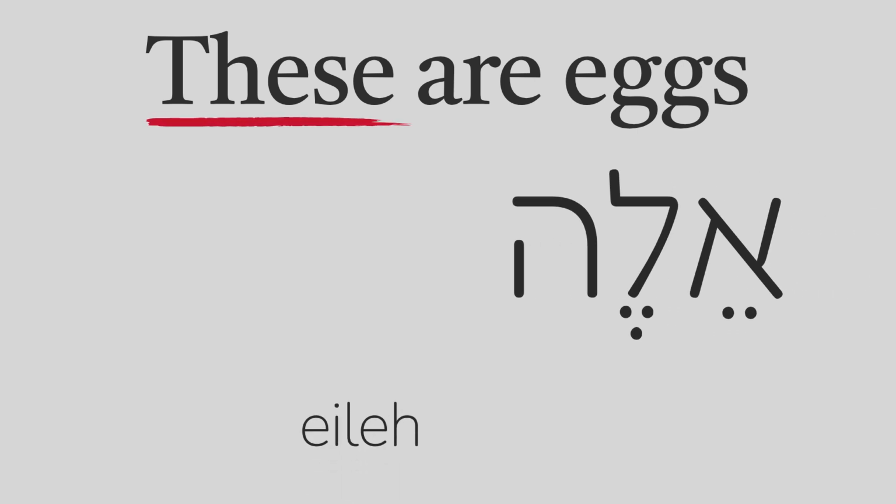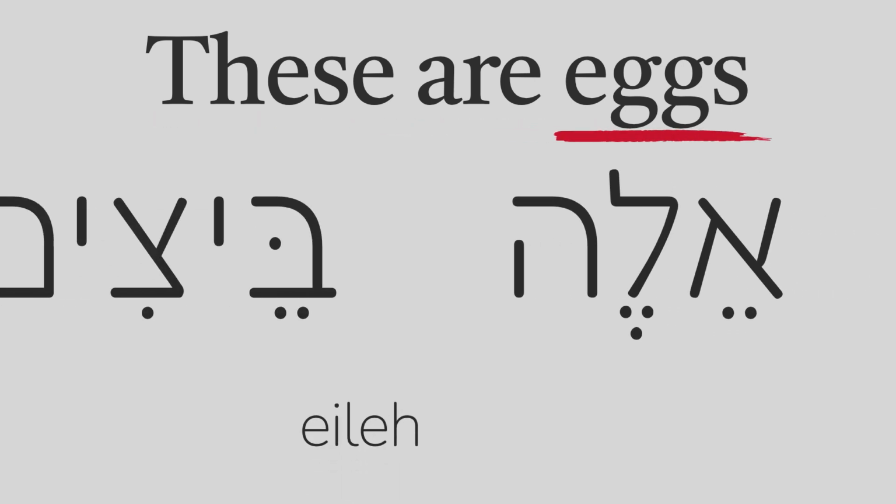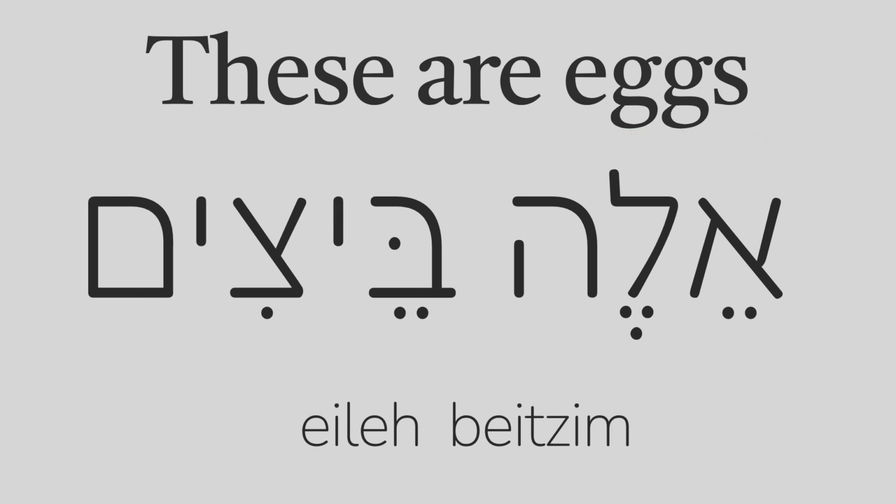Let's say these are eggs. These is ele, and we don't need a word for are. And eggs is beitzim. And so the Hebrew translation is just ele beitzim. These are eggs. Ele beitzim.